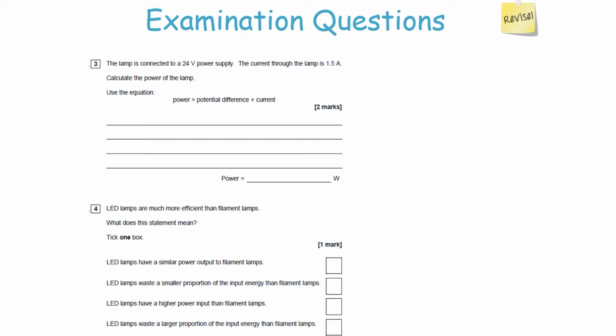Right, so in this first one, what's always good is to write out the equation again, then pop in the numbers that you know from your question, and then find out what the answer is by using your calculator. So we know power equals potential difference times by current. We look at the question and the potential difference is 24 volts and the current is 1.5 amps. So you do 24 times by 1.5, you put that into your calculator, you press equals, and you get 36 watts out.